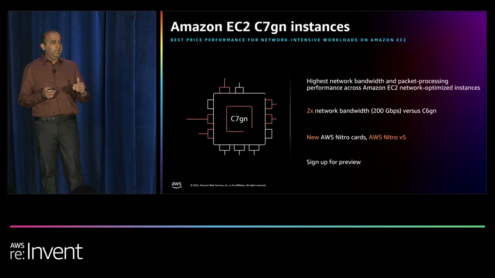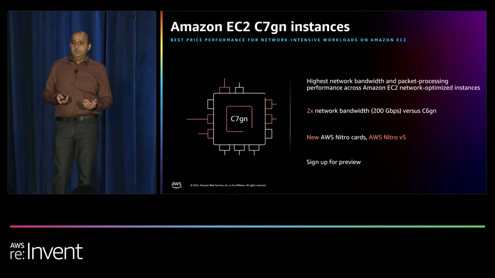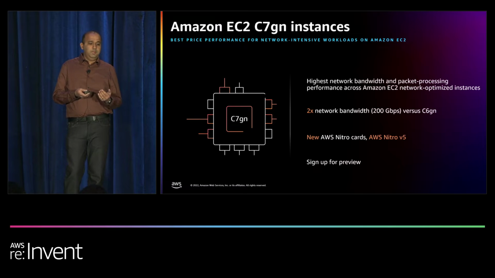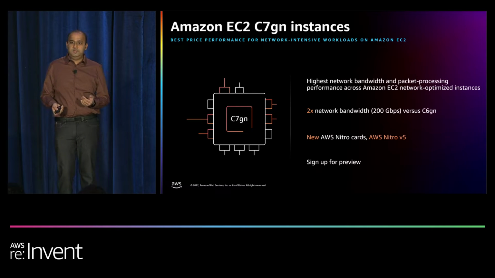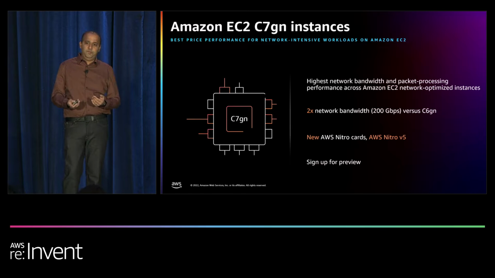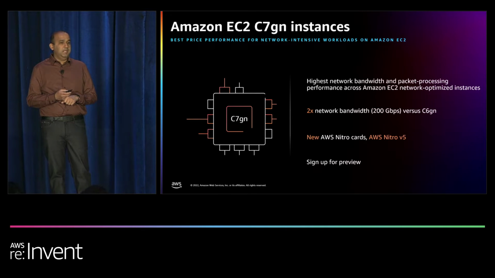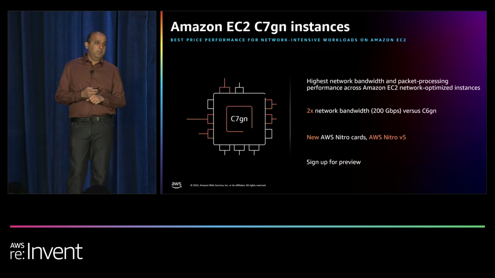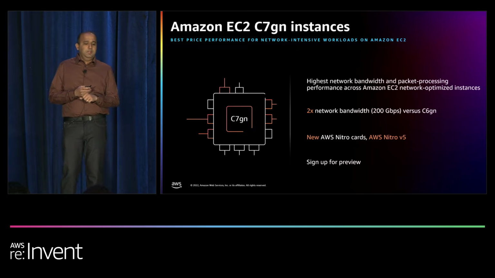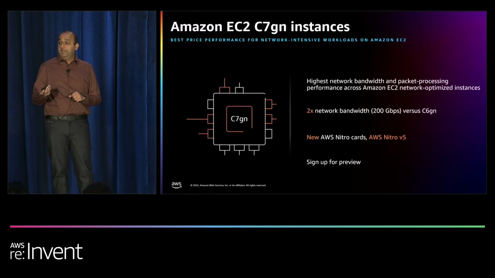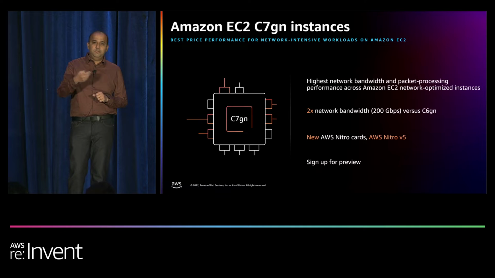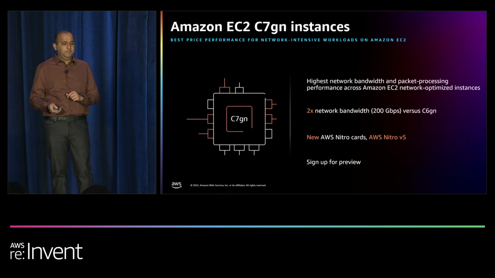They're also powered by our latest Nitro cards. This uses Nitro V5, the latest generation of Nitro cards, which helps to deliver the improved networking performance. Not only that, the newer Nitro cards are also extremely energy efficient. They deliver 40% higher performance per watt compared to our previous generation Nitro cards. C7GN instances are now available in preview. There's a sign-up page, and if you're interested, you can sign up and the AWS team will be able to give you access.